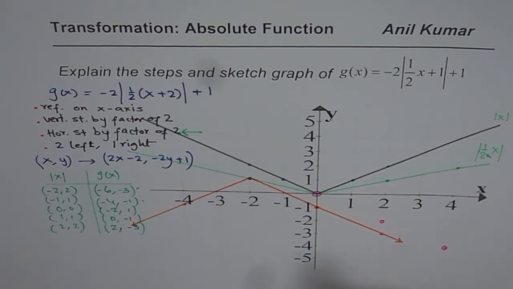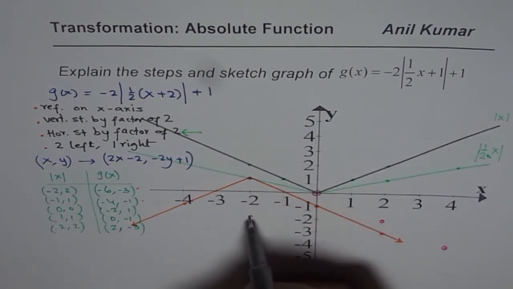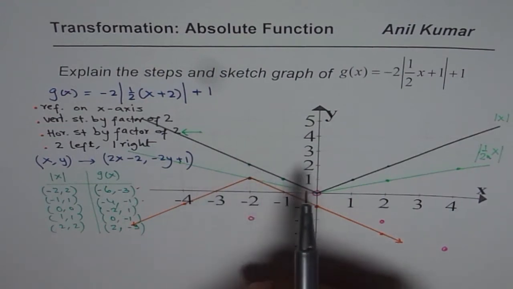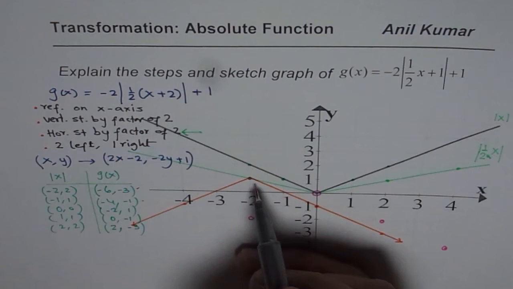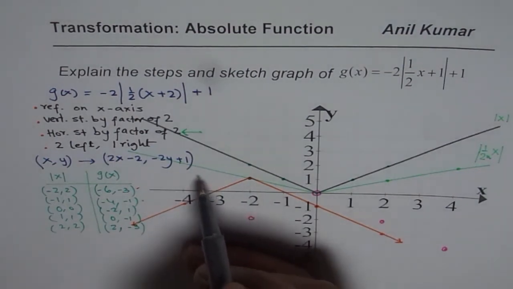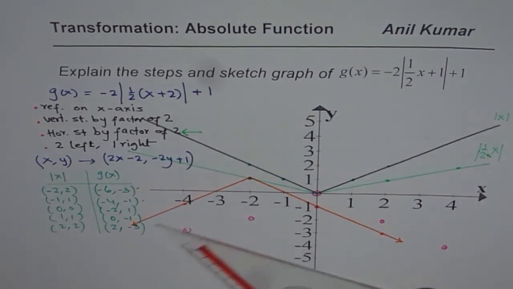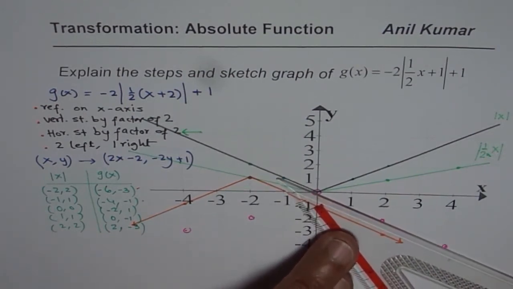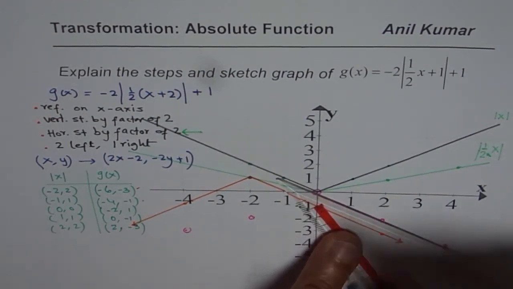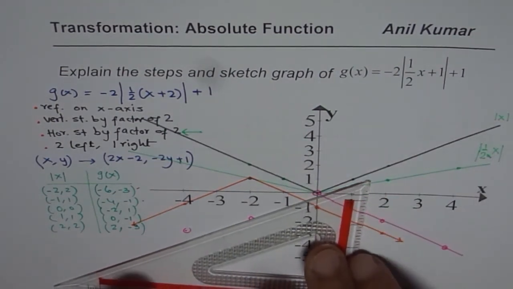Now on the left side, 1 times minus 2 is minus 2, and here we have somewhere 2, which is at minus 4, correct. Joining these, we get the vertical stretch part, vertical stretch by 2, and reflection on the x-axis, right? So this is the graph which you get.